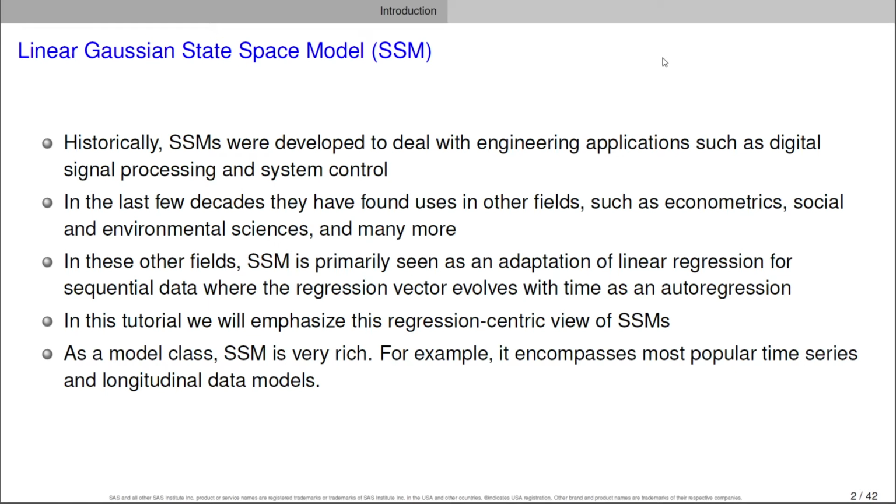Historically, SSMs were developed to deal with engineering applications such as digital signal processing and system control. In the last few decades, they have found uses in other fields such as econometrics, social and environmental sciences, and many more. In these other fields, SSM is primarily seen as an adaptation of linear regression for sequential data, where the regression vector evolves with time as an autoregression. In this tutorial, we will emphasize this regression-centric view of SSMs. As a model class, SSM is very rich. For example, it encompasses most popular time series and longitudinal data models.